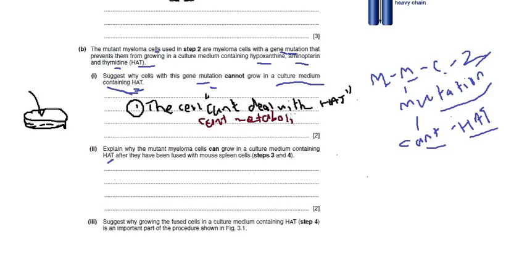Now if the cell can't deal with this, what will this do to the cell? It will screw the cell up. So HAT inhibits the cell. It kills or inhibits the cell. So I guess you got the point, right?